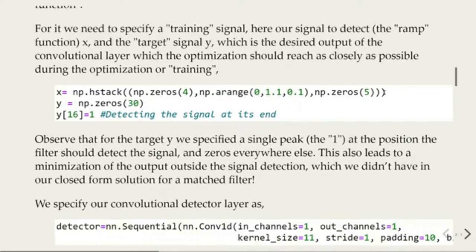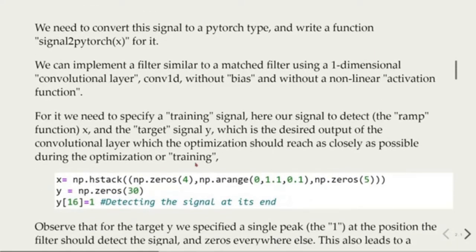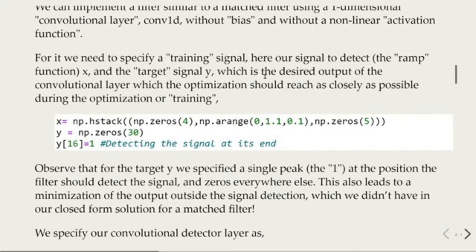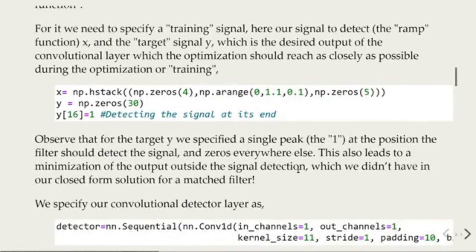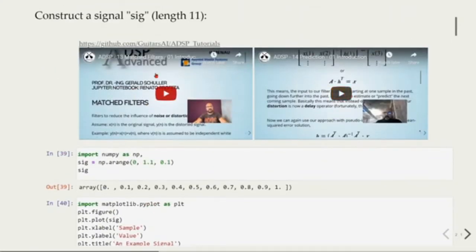So here we have our signal x and the target y, and observe that for the target y we specified a single peak, the 1, at the position where the filter should detect the signal, and zeros everywhere else. This also leads to a minimization of the output outside the signal detection, which we didn't have in our closed form solution for a matched filter, for example. We will understand that more if you take these tutorials about matched filters here.